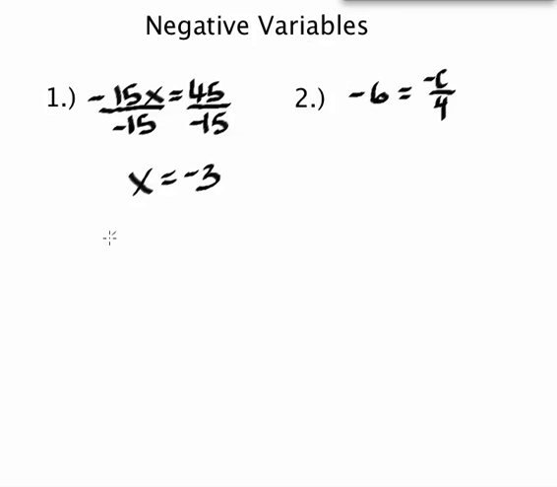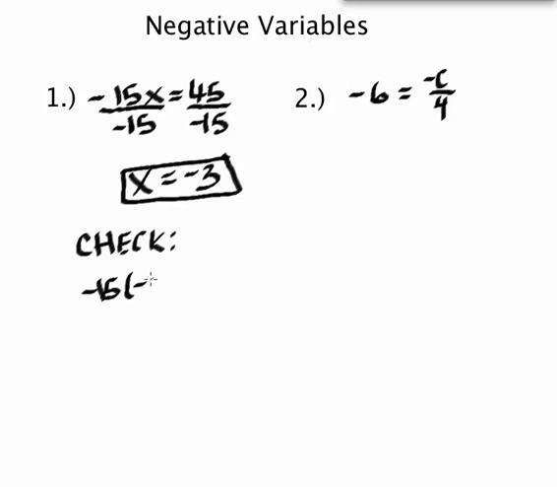Now remember, for these problems we should do a check. So down here I'm going to do my check. Check is going to be taking my final answer, which I should box so it's easy for me to find. It's going to be negative 3. I just plug it in for wherever I see x. Negative 15 times negative 3 equals 45. And lucky for us, a negative times a negative is a positive. 45 does equal 45, and it checks out. On to the next one.